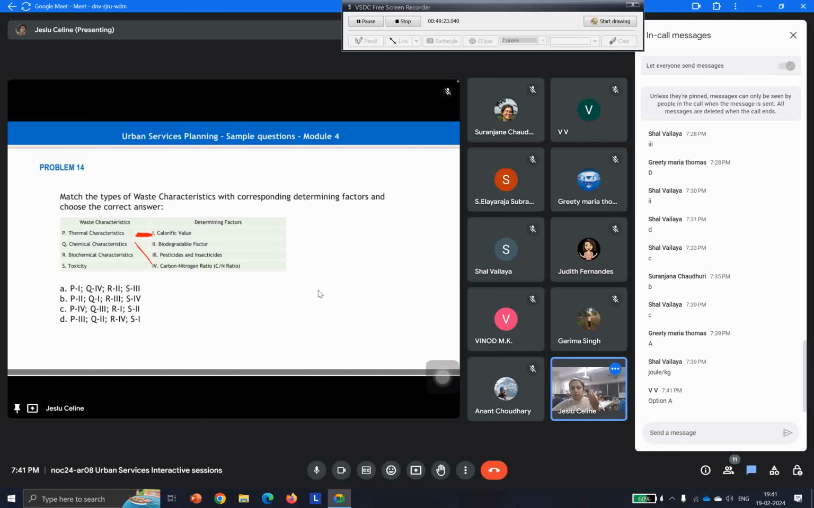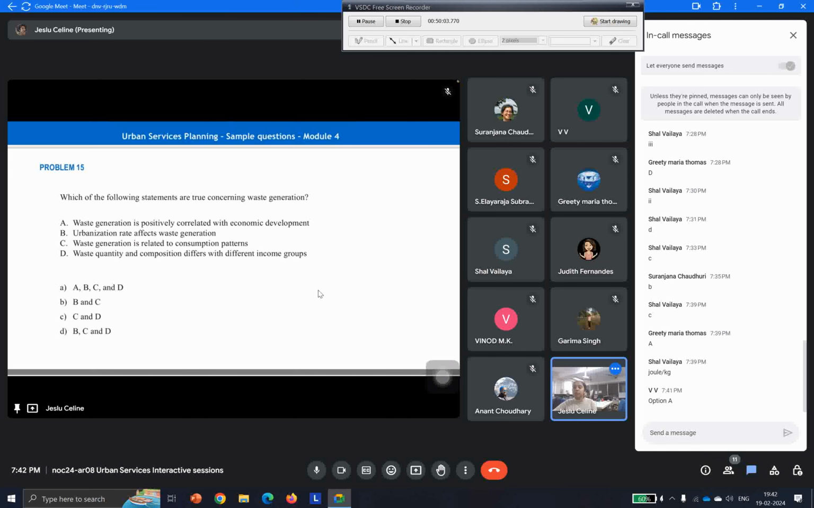Somebody says option A. Okay, let's go by this. Now, biochemical characteristics, it's taken by the biodegradable factor, and then toxicity is measured by the pesticides and insecticides which are there. So that works out to option A. P is 1 and Q is 4. So I think someone's already answered that in the chat box. Yes, it is option A. Right. So let's go to the next question.